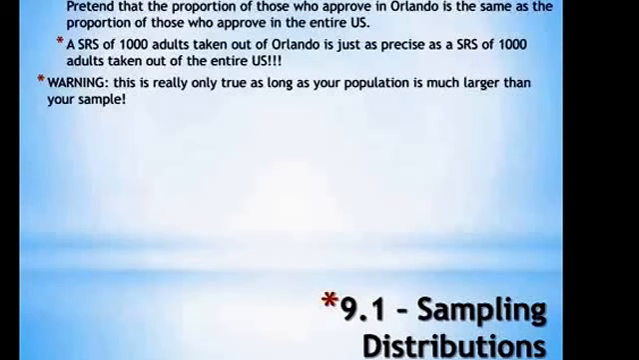A rule that we're going to go by, which we kind of learned in our last chapter, was 10. If the population is at least 10 times your sample, then you should be good.